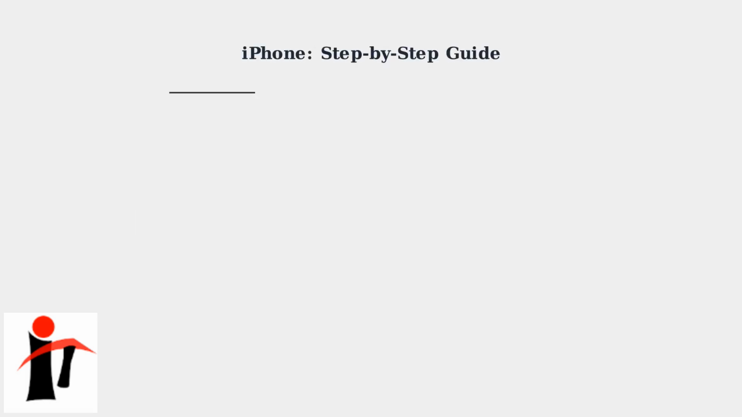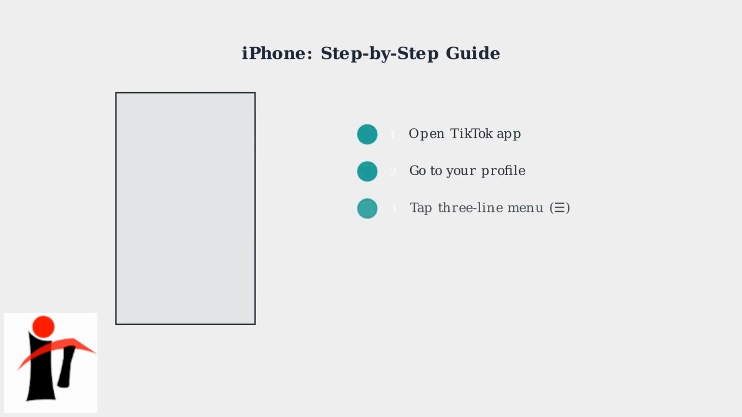For iPhone users, the process is straightforward. Open the TikTok app and navigate to your profile. Tap the three-line menu in the top right corner, select Share Profile, and then choose Copy Link. The link is now on your clipboard, ready to paste anywhere.